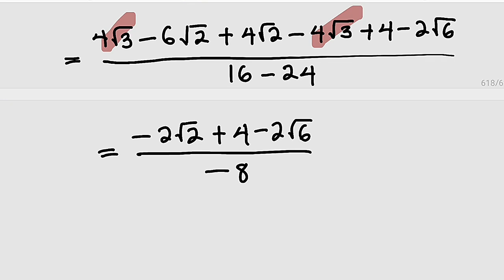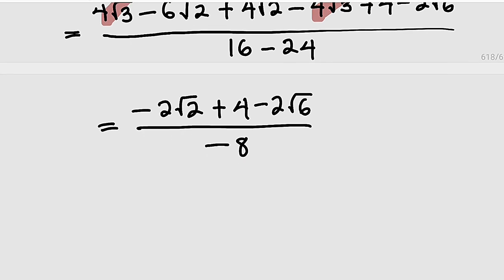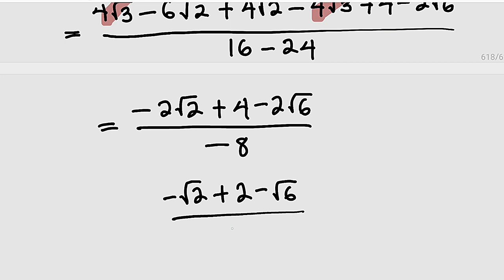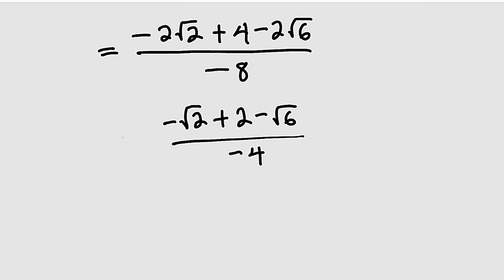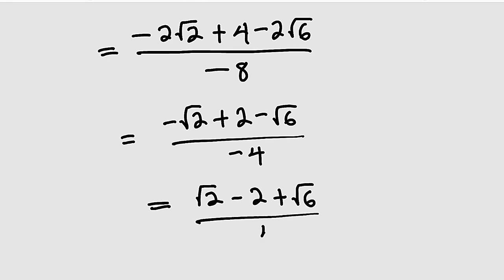All the 3 terms at the top contain 2 as a factor. So let's bring it out. Or you can divide the top and the bottom by 2. This divide by 2 will give us negative root 2. Plus 4 divided by 2 is 2. Minus 2 root 6 is the same thing as minus root 6. You divide by negative 8 divided by 2 is negative 4. And again, you can distribute this negative sign to the numerator and all signs will change. So this is what? Root 2 minus 2 plus root 6 divided by 4.